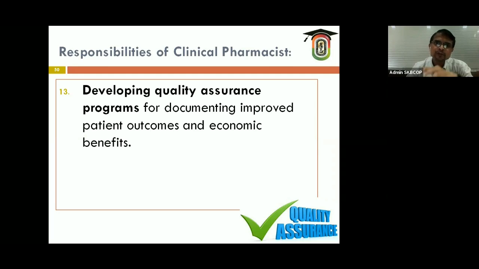So all this work that the clinical pharmacist is doing or is going to do, that whole work should be documented, so that there would be evidences that monitoring the patient therapy properly and documenting it results in a proper outcome and gives an economic benefit. So he has to develop a quality assurance program for this purpose, so that whatever measures are taken, the output of the measure is of economic benefit as well as a benefit for the patient care.